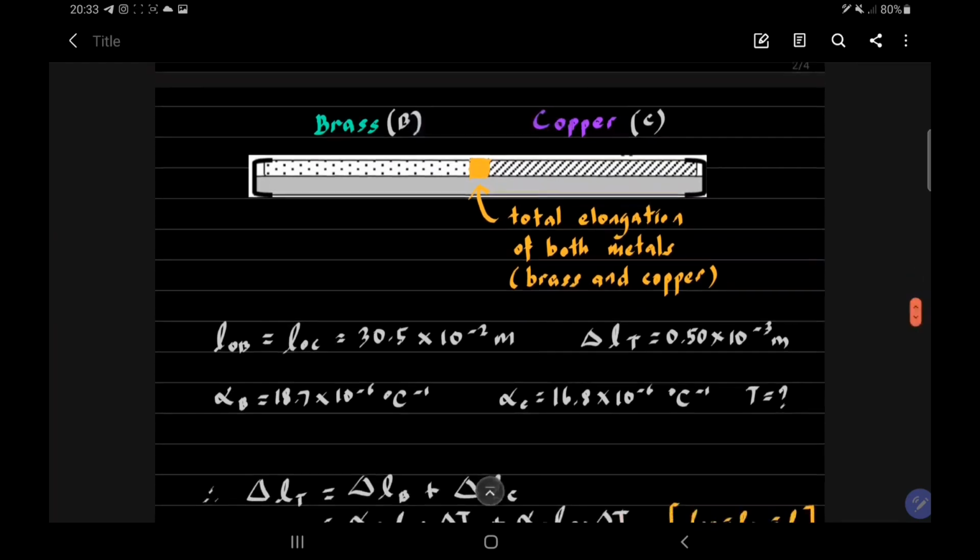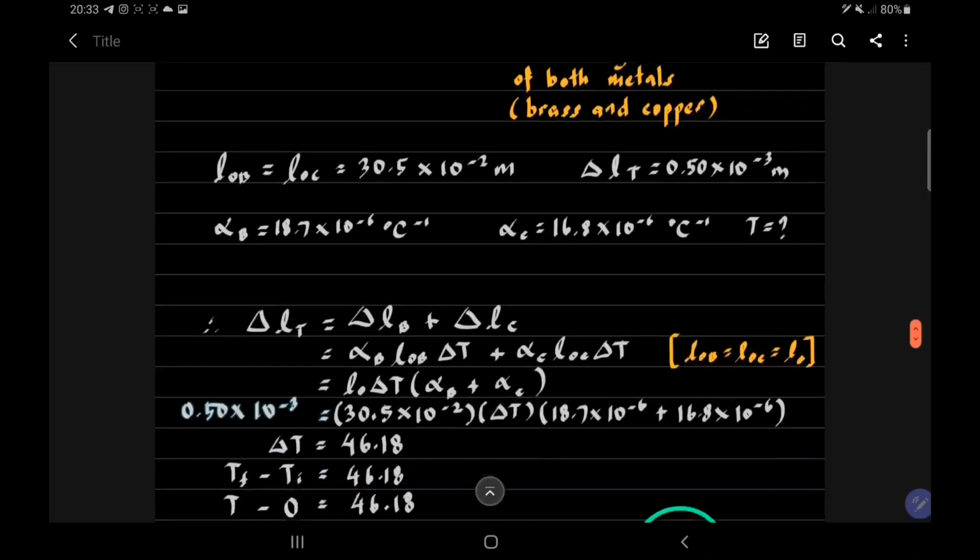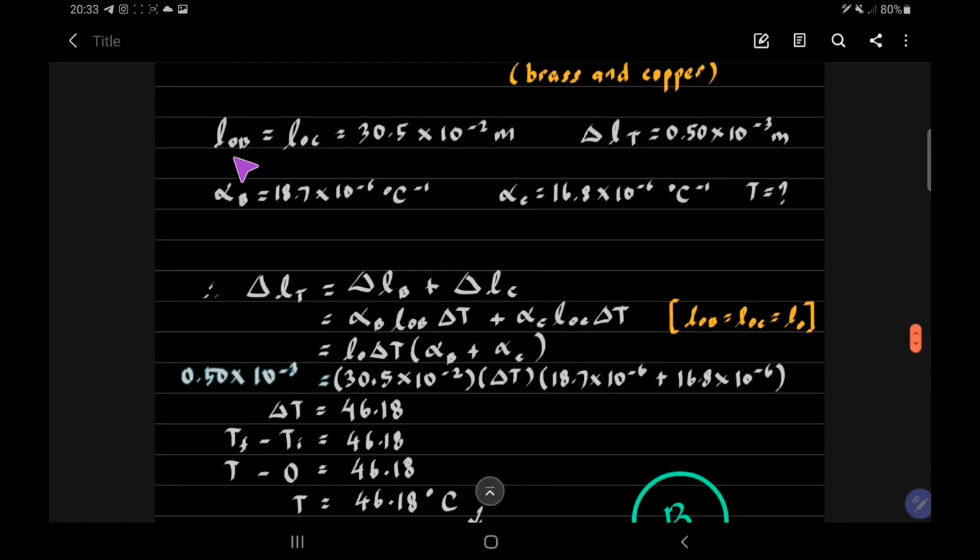Okay, so what info do we have here? They give you the original length of brass and copper, which is 30.5 centimeter. I just convert it to meter. After the expansion, they are touching each other, so the total elongation of both metals equals the gap before, which is 0.50 millimeter. I convert it to meter. The linear coefficients of brass and copper are also given. Then they ask you to find the temperature where they are in touch.